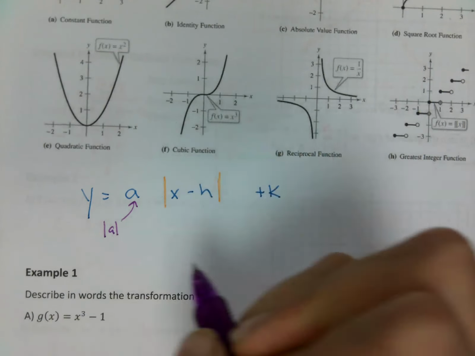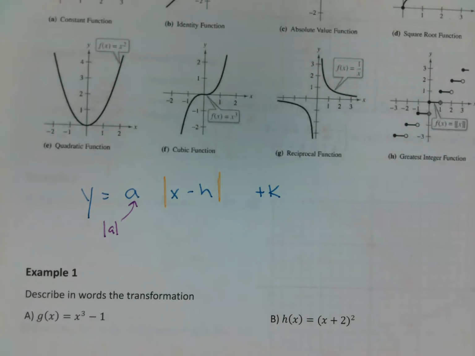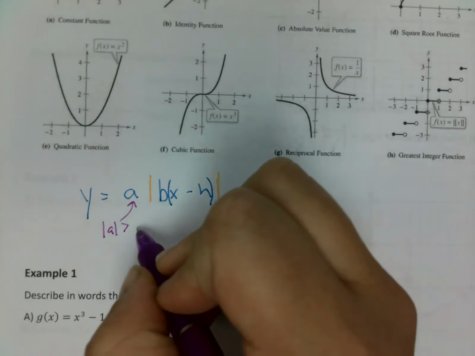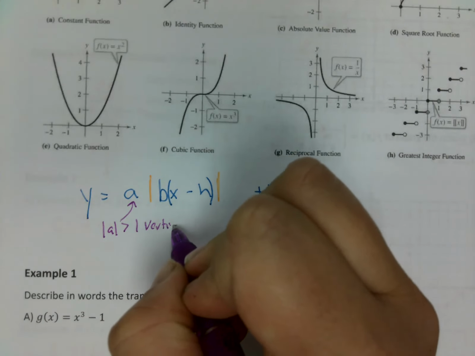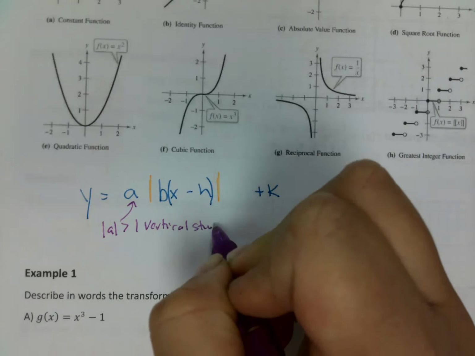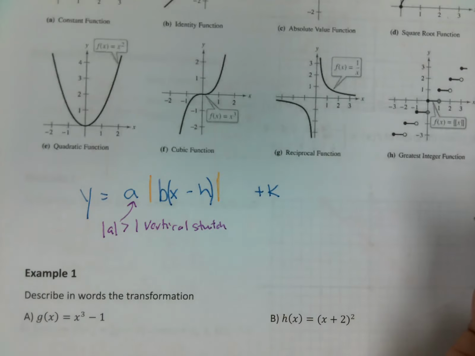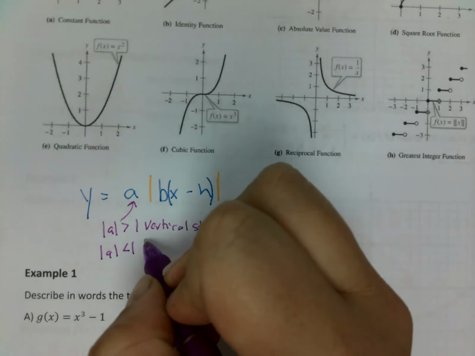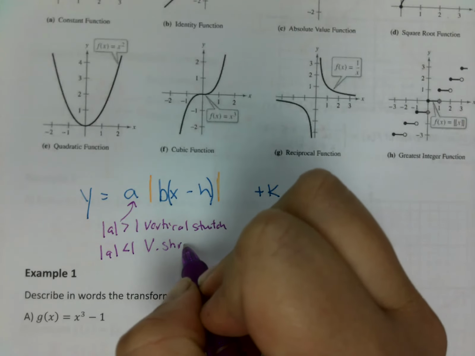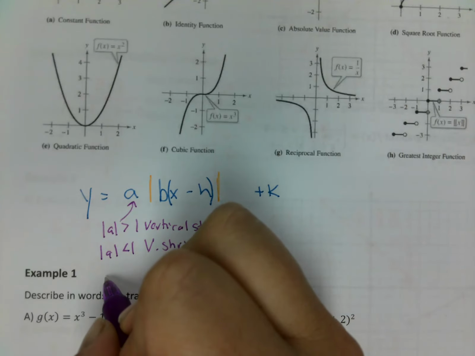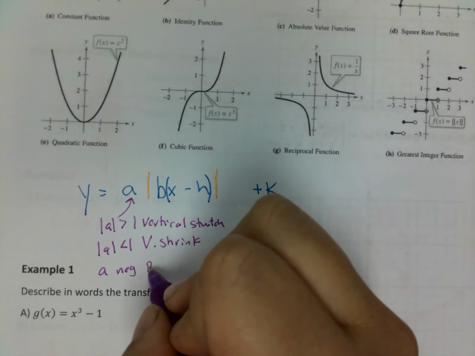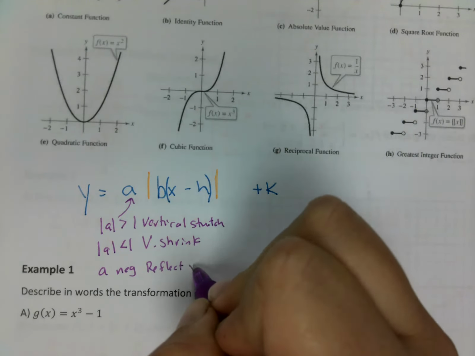Whenever you're dealing with the stretch or compress, if this number is greater than 1, it will be a vertical stretch. I didn't spell stretch right, but you'll get it. If this number is less than 1, it's going to be a vertical shrink. If A is negative, it's going to be a reflection over the x-axis.